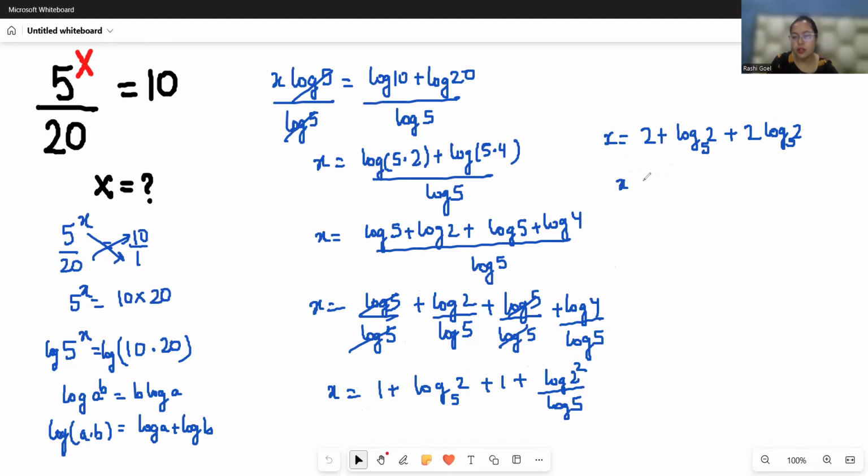So x = 2 + , if I take log 2 with base 5 as common, 1 + 2. So x = 2 + 3 log 2 with base 5.